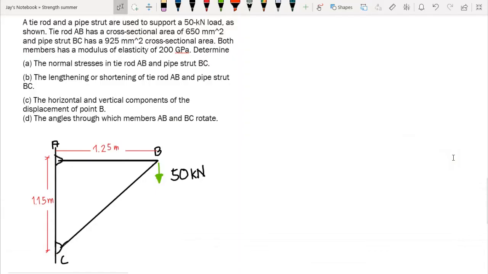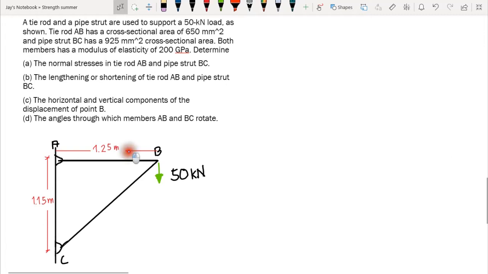And now we have our second example. A tie rod and a pipe strut are used to support a 50 kilonewton load as shown. Tie rod AB has a cross-sectional area of 650 square millimeter and pipe strut BC has a 925 square millimeter cross-sectional area. So we have two members.